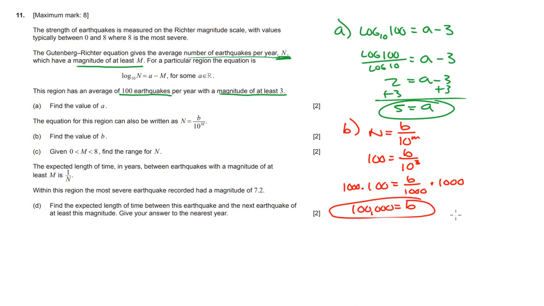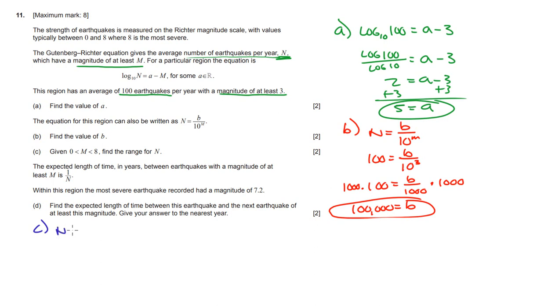100,000 is what B is going to have to equal. Okay. Part C says, given that M has to be between 0 and 8, find the range for n. So this n has to be between 0 and 8. All right, here for C, given 0 to 8, find the range for n. So we now know that B has to be 100,000.